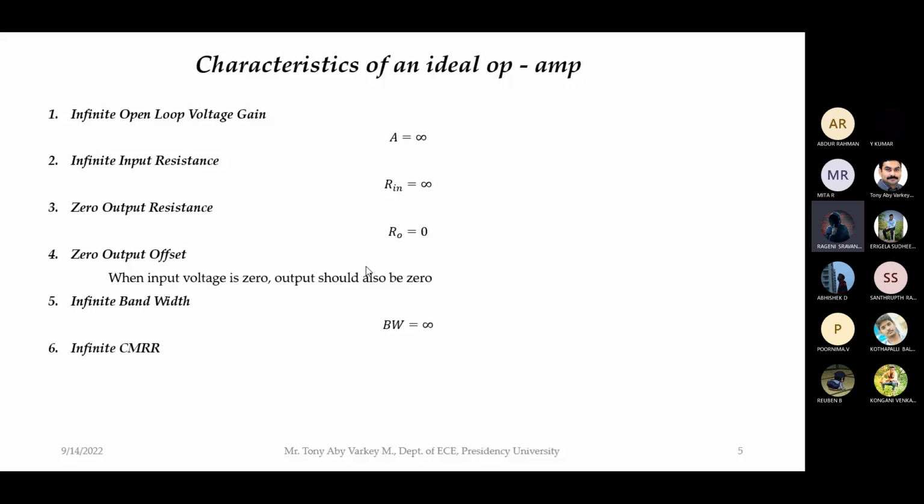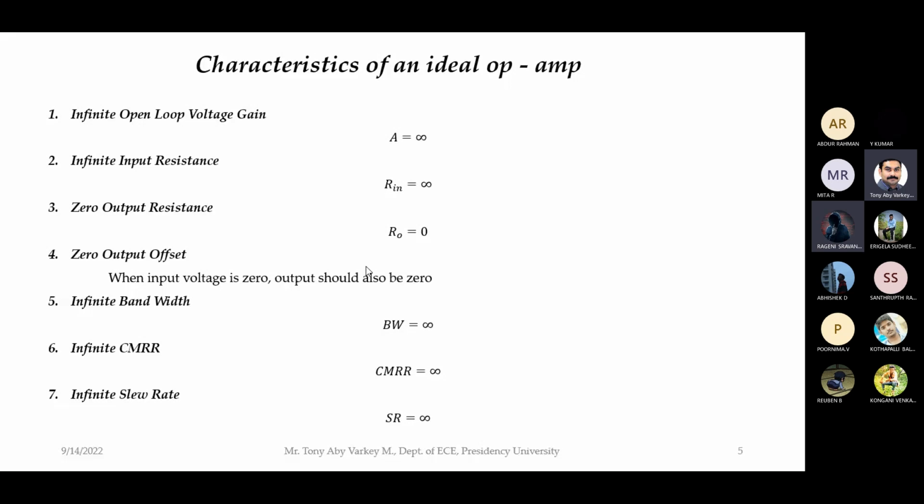Then the next ideal property of an op-amp is infinite CMRR. The last two properties we will be discussing in detail when we come to the section on properties of op-amp. For the time being, I am just naming it infinite CMRR and infinite slew rate. CMRR means common mode rejection ratio. These two quantities we will be discussing in detail, maybe next week.